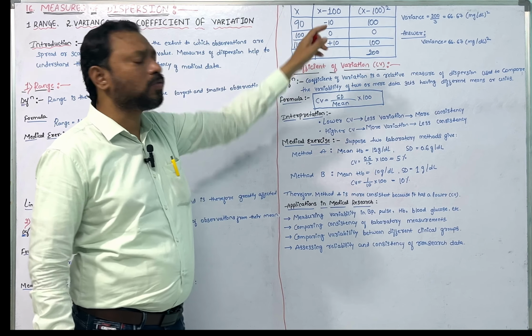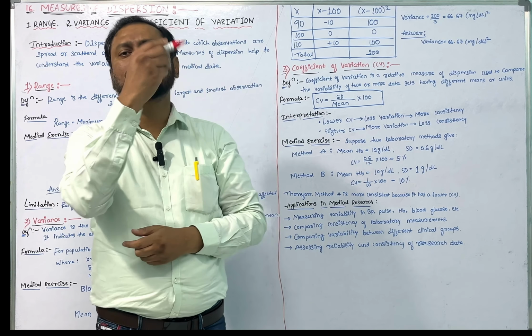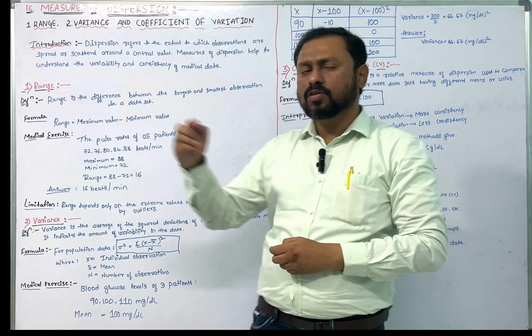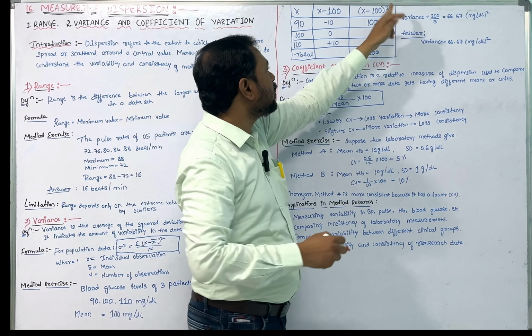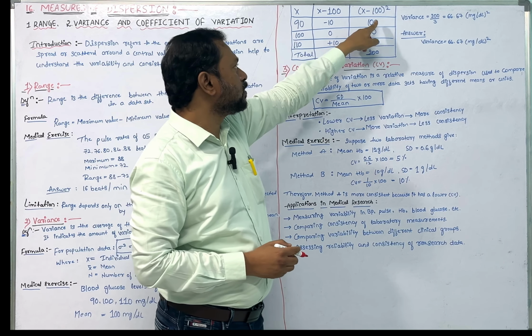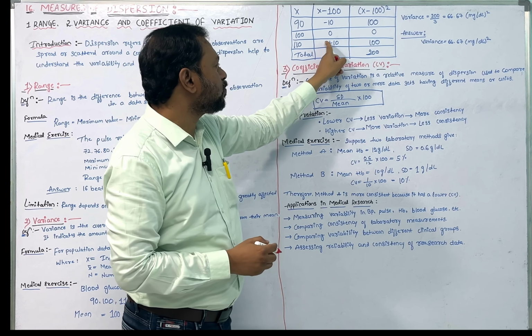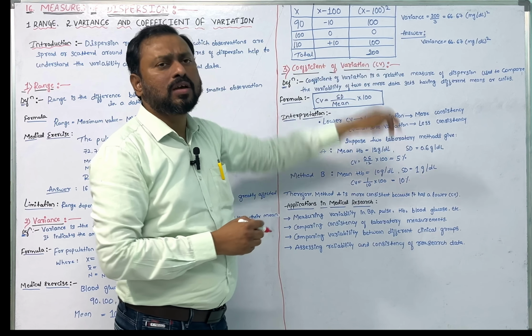This is the value. The main thing you are doing here for the variance is squaring the deviations. That's why (x minus 100) whole square is the main thing here. So minus 10 squared is 100, the middle value is 0, and plus 10 squared is also 100. If you do the total, the value will come to 200.